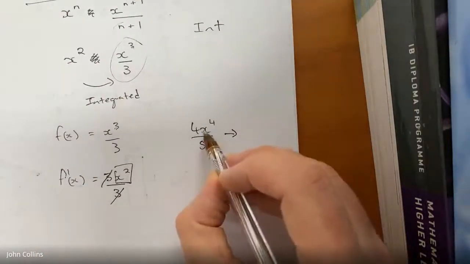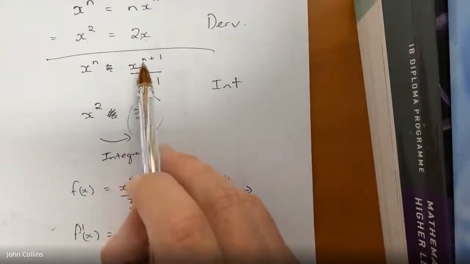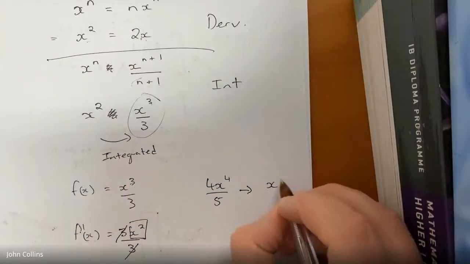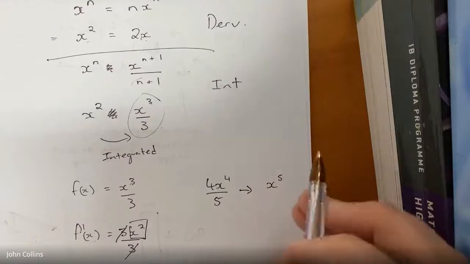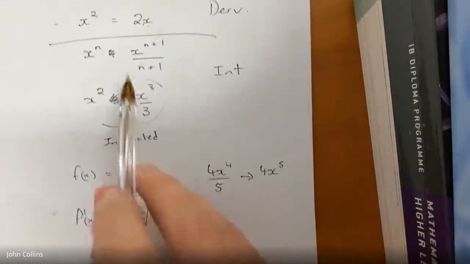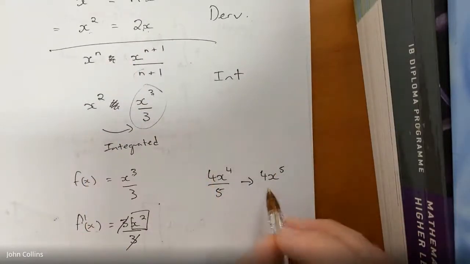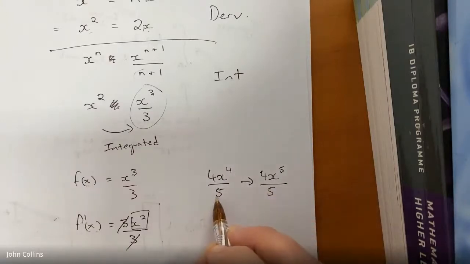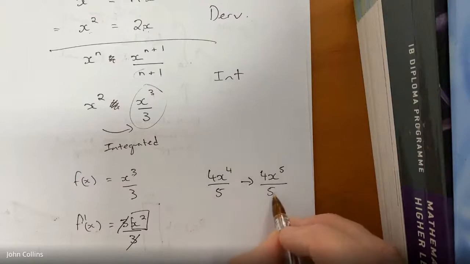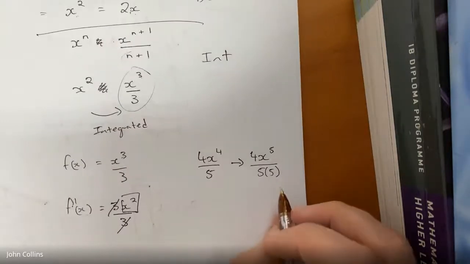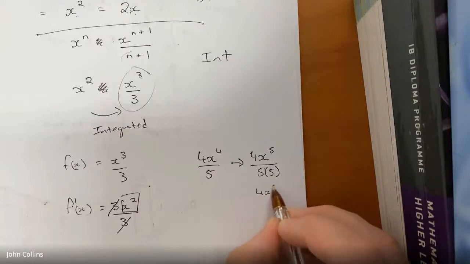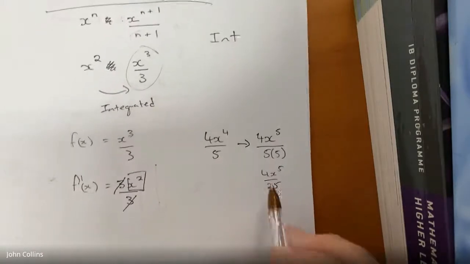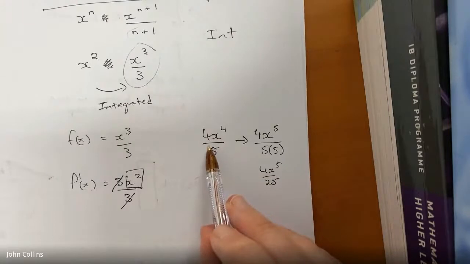So if I want to integrate this, I'm going to follow my system. Add 1 to the power, x to the 5. Still 4x. There's nothing to say to do anything with the number in front. Divide down now by, there is a 5 here already, but I've got to divide by 5 as well. So it's going to be 5 times 5, if that makes sense. So that'd be 4x to the 5 over 25 as an example of this.